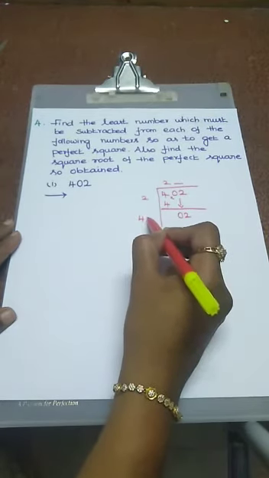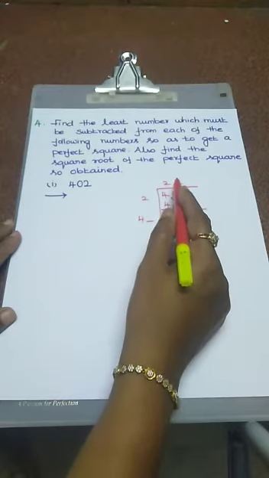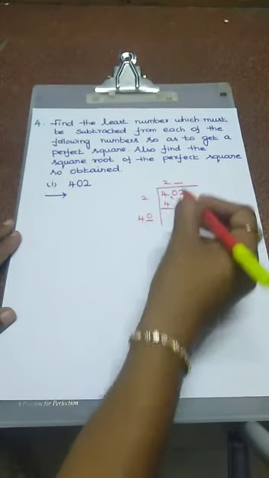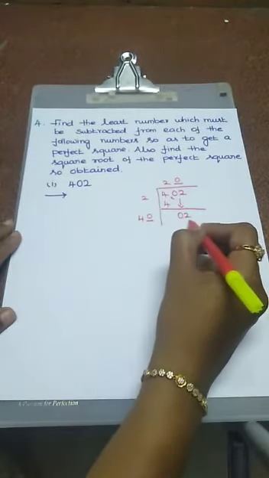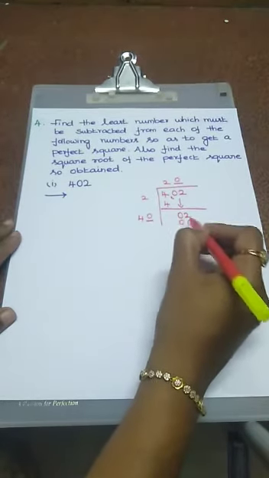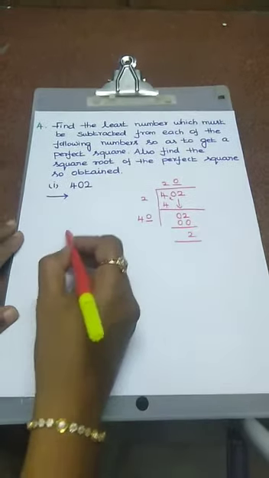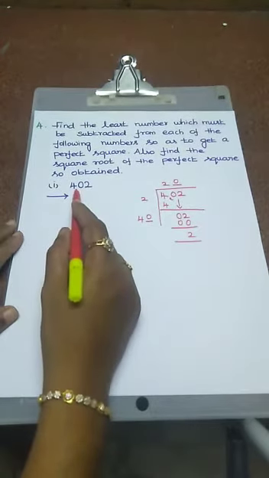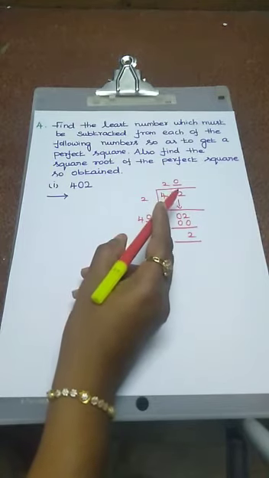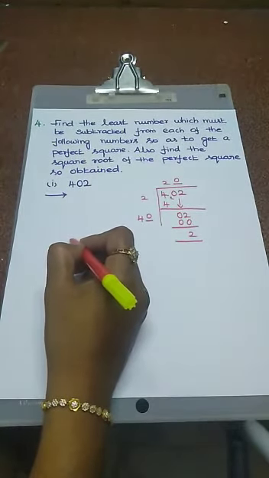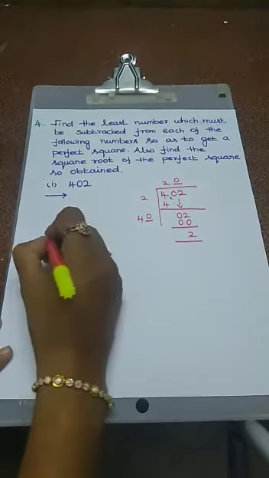Suppose we apply 1 here now, 41 ones are 41. That is not possible. So use the value 0. 0 into 0 is 0, 0 into 4 is also 0. So the remainder value is 2. We get the square root of 400 is 20. We know that. Here we get 20 square is less than 402 by 2.